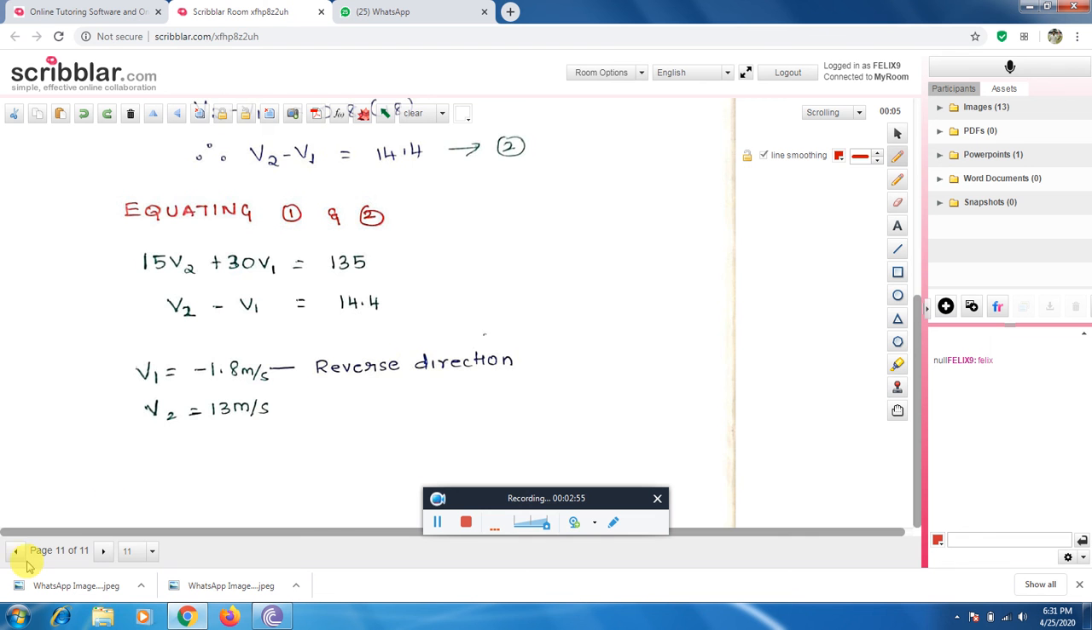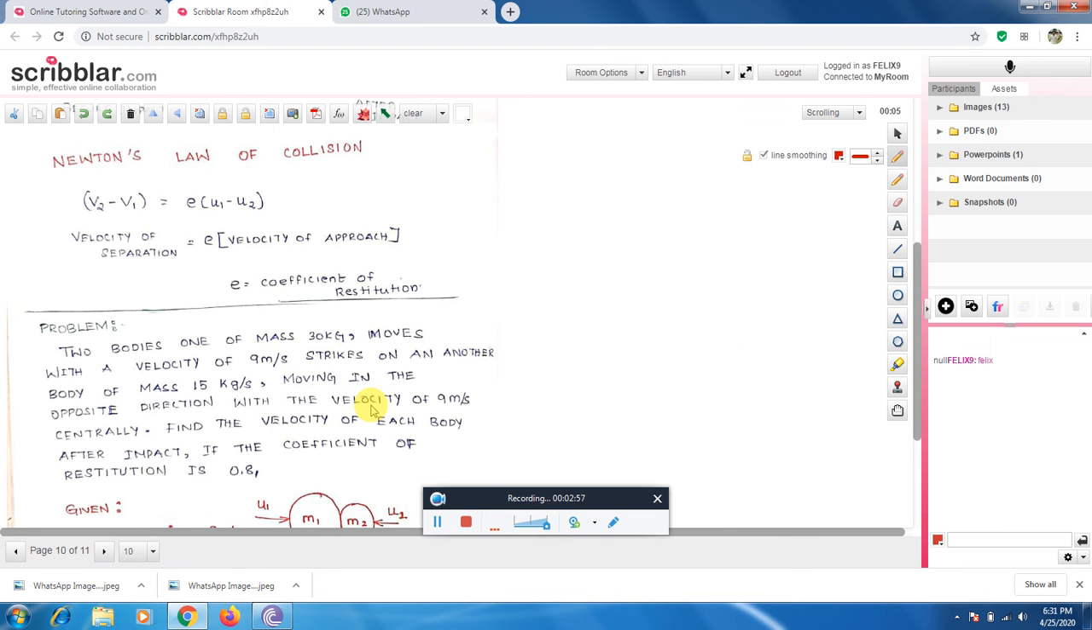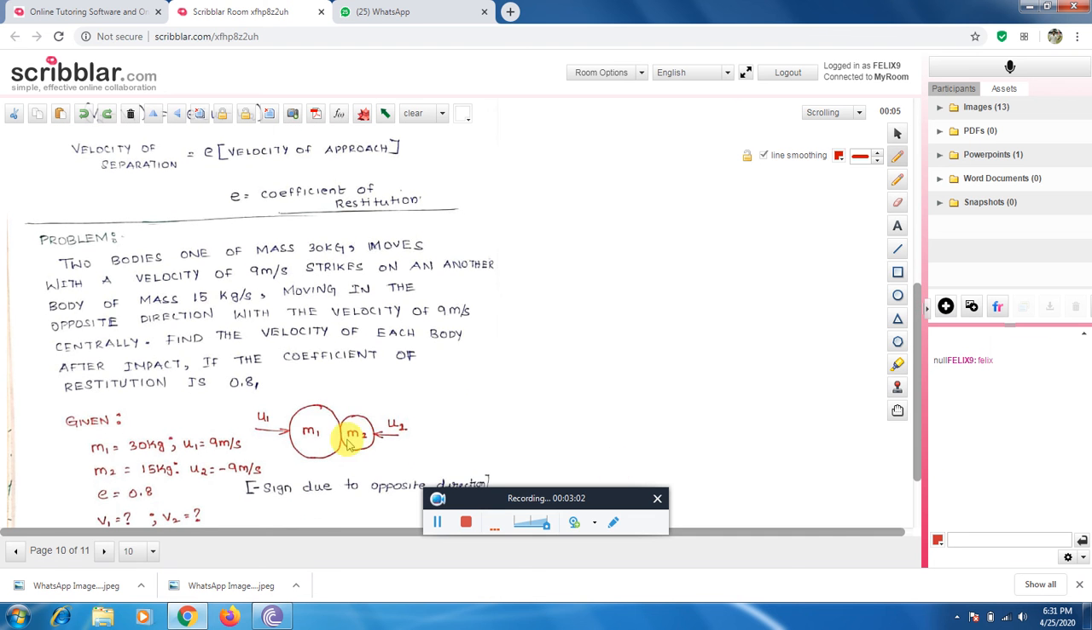Once again I'll explain the diagram. One body is moving towards the right, whereas another body is moving in the opposite direction, so we are taking it as minus 9 meter per second. So this is the diagram. We have to find the velocity after the impact.